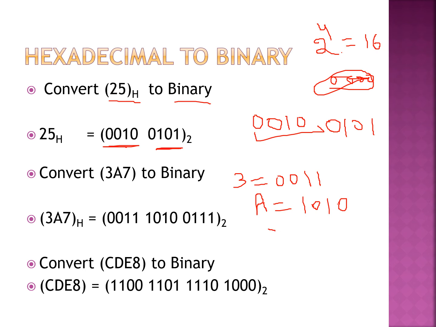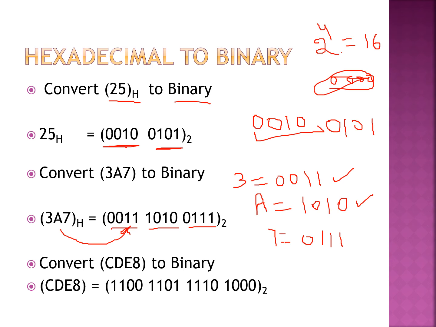Similarly, we can write 7 as 0111. So this is your 3, which I have written here. This is your A, which is equal to 10, and this is your 7. So you can convert this number into a binary number. In the same way, you can convert hexadecimal into binary.